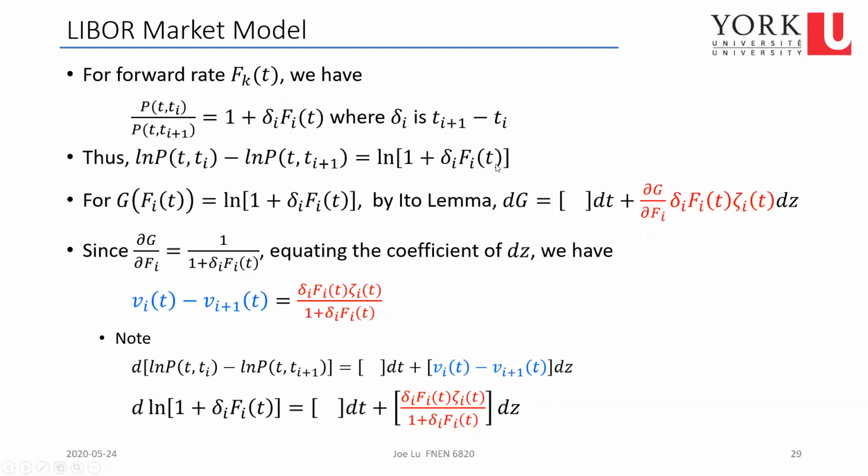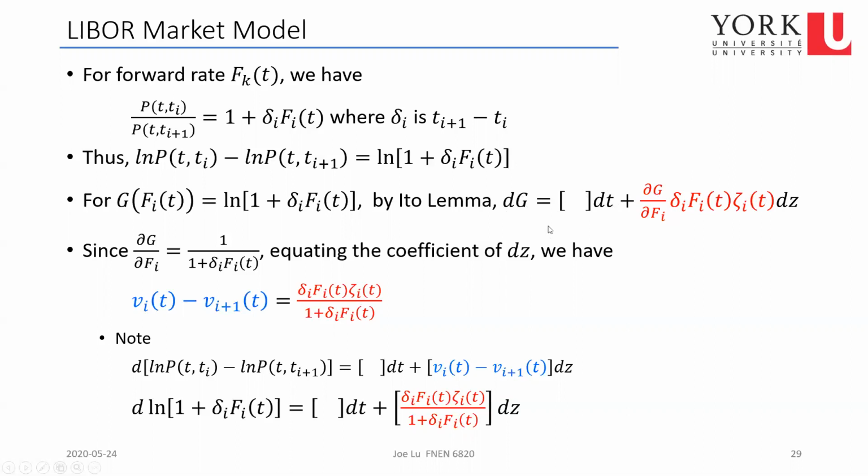Now here we call this a function g of F_i. It's a function of the forward rate. Because it's a function, by Ito's lemma, this function has a process. This process will have some drift term plus some volatility term here. Now, we don't have to worry about the drift. What we are really interested in is this volatility term here. So this part must be evolving according to this.